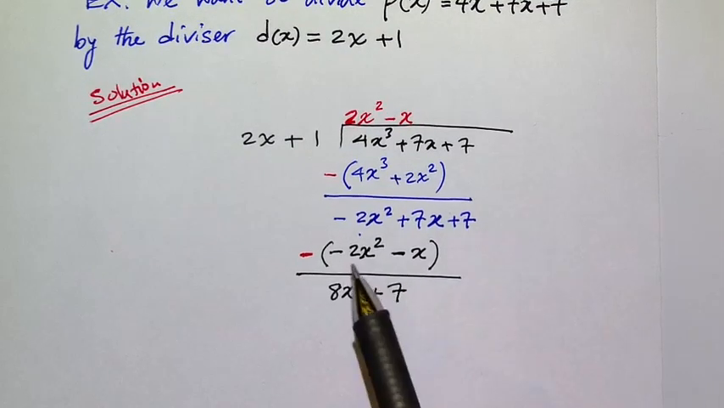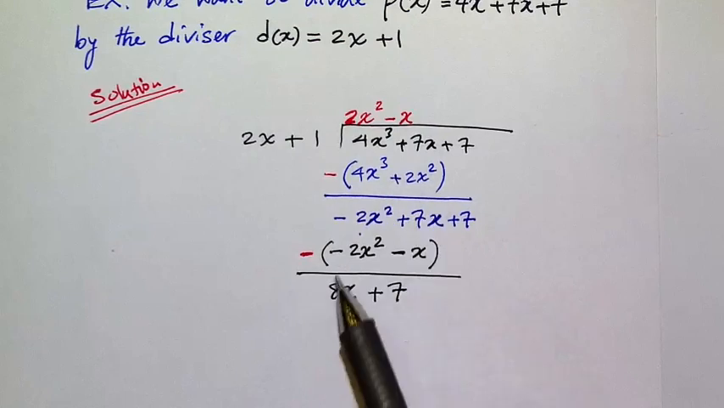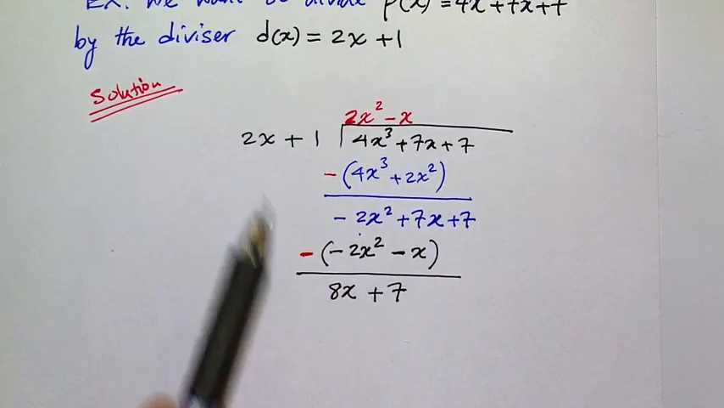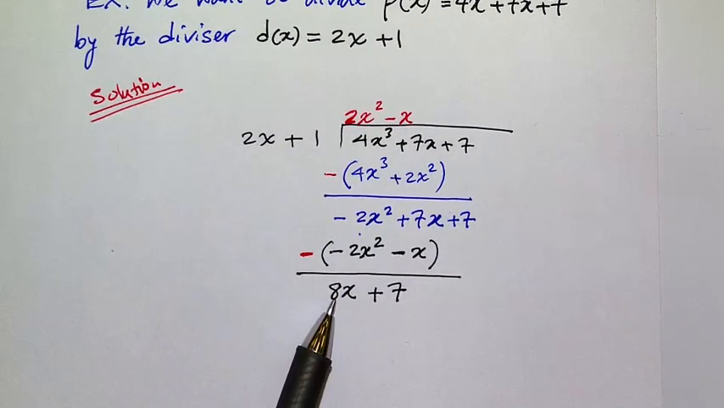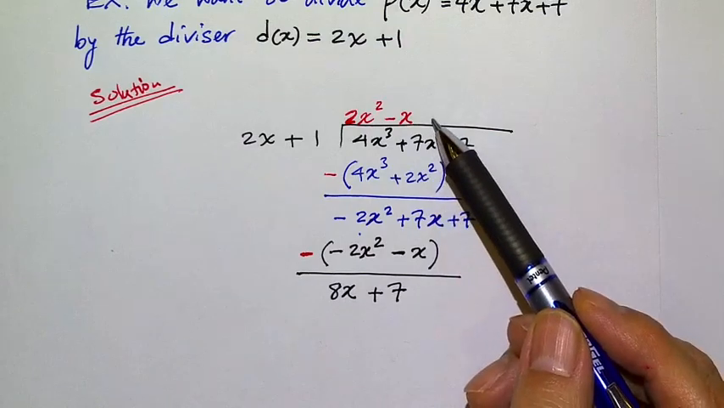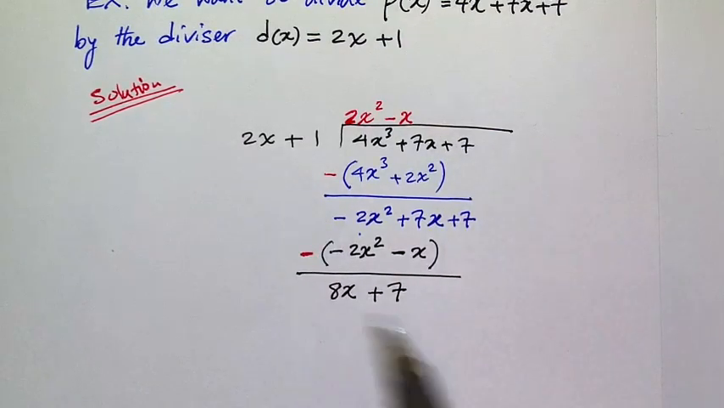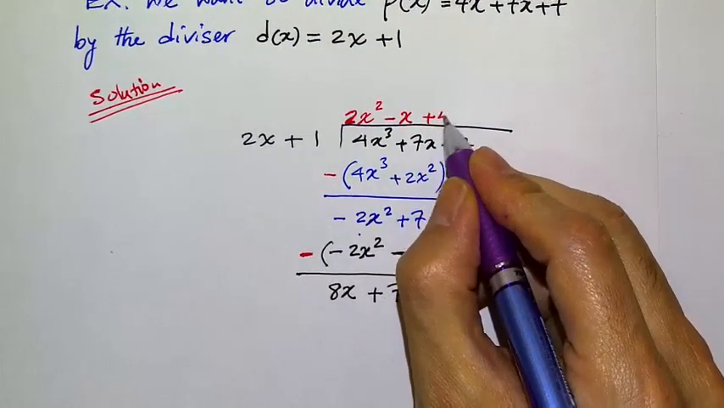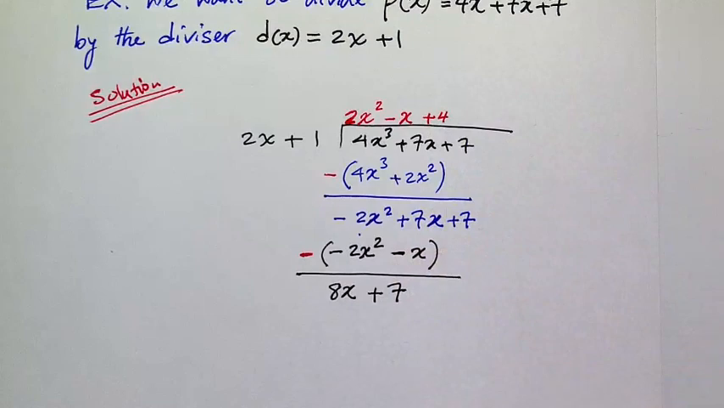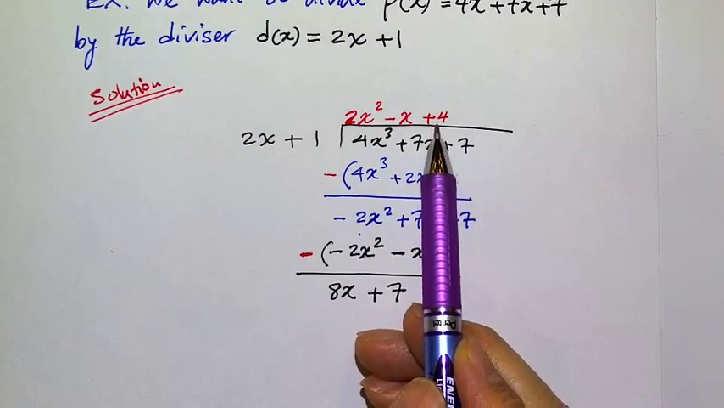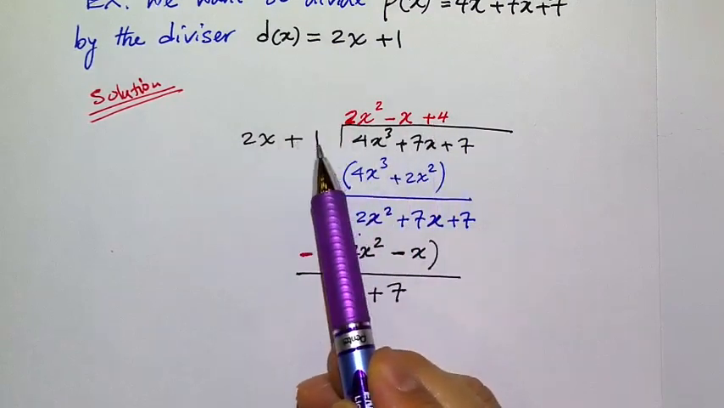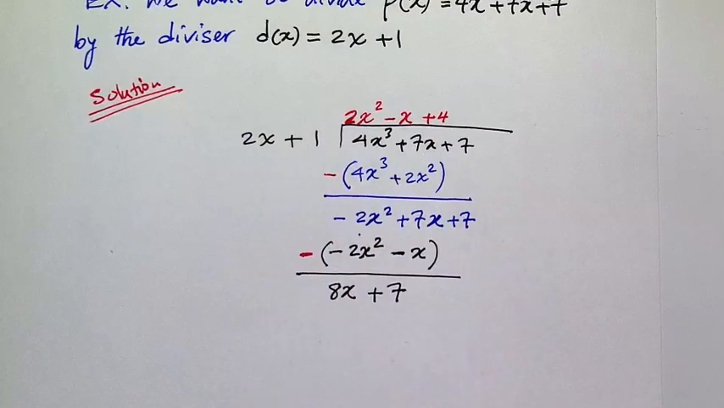Okay. So once again, we want to repeat what we did, and we compare these two first terms, 2x and 8x. What value or term can we put up here so that if we multiply it by 2x, we get 8x? And that's clearly positive 4, right? So once we know that term, we've got to distribute it to all the terms in the divisor and list the result here.